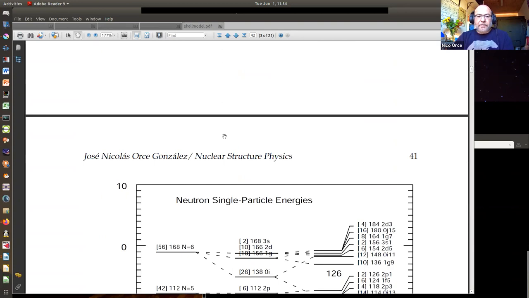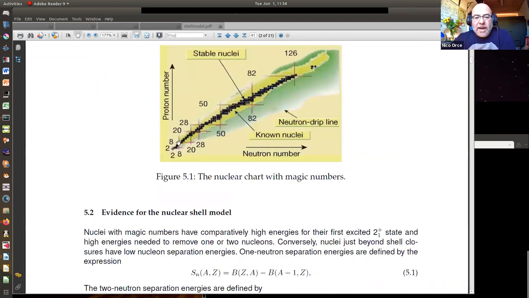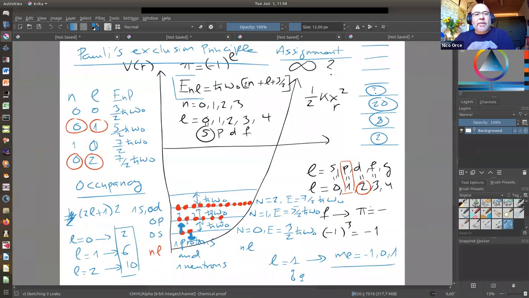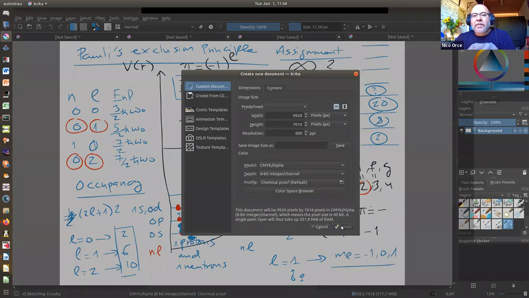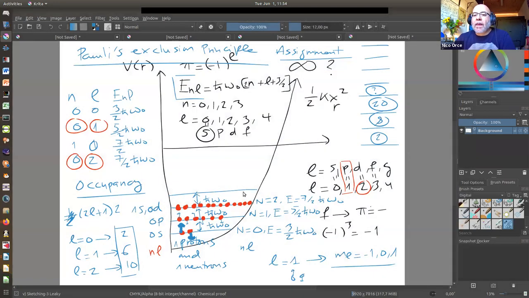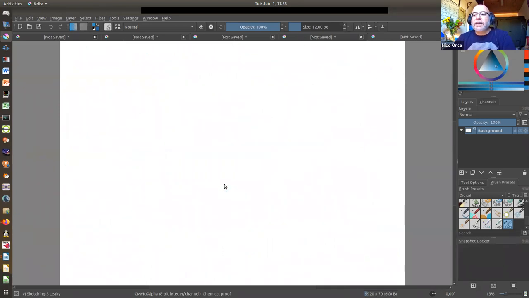If we go to the beginning, these are actually the magic numbers, right? So we have reproduced somehow the first magic numbers by using a harmonic oscillator, which is an indication that we are on the right path. So thanks. And again, the meaning behind this is that those nuclei with these particular magic numbers of occupancy.